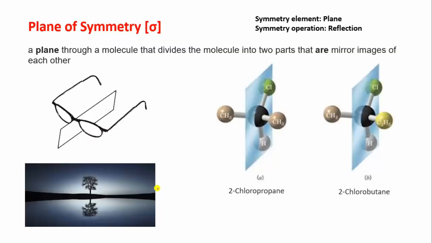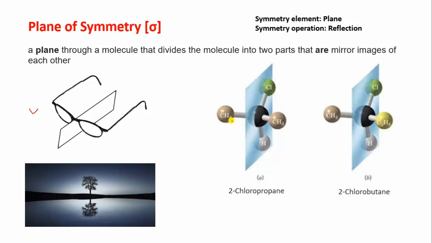Now next is a plane of symmetry. A plane through a molecule that divides the molecule into two parts that are mirror images of each other. By understanding this object, one part is a mirror image of another part. Similarly, in this molecule, 2-chloropropane, in the middle there is one plane.